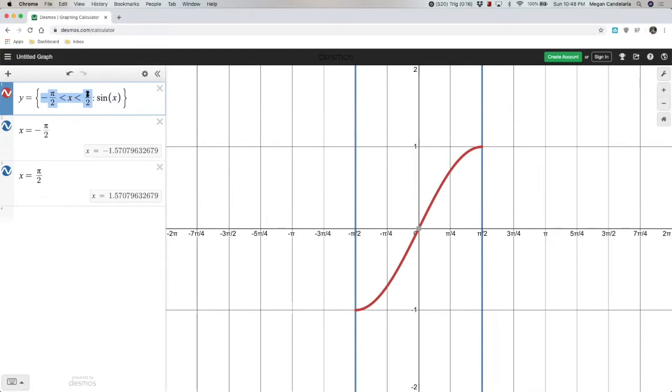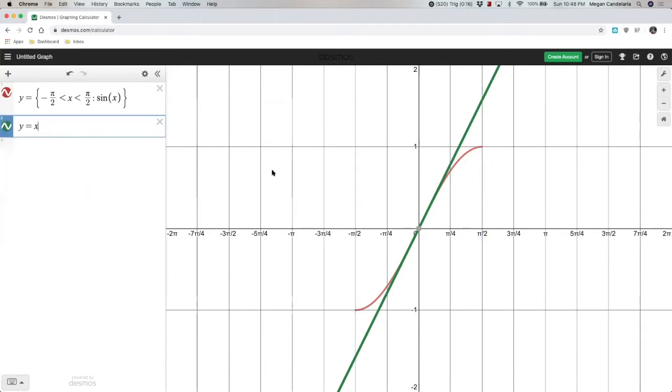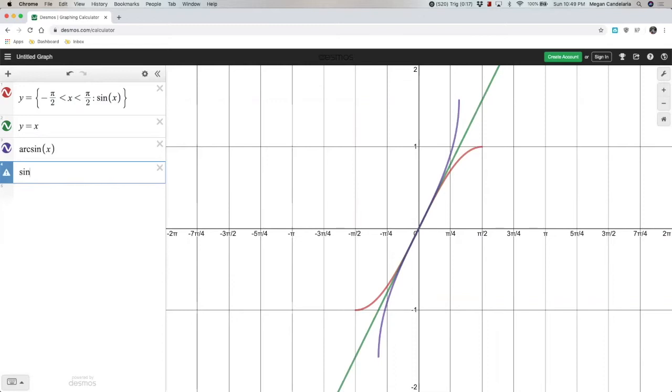Now, one way to think about an inverse is to remember that an inverse is a reflection across the line y equals x. So if we could imagine what happens when we reflect our red line across the line y equals x, we would get our inverse sine function. And I'm going to go ahead and graph it. Now there are two ways to graph inverse sine. You could either write it as arcsine, which is another way of saying inverse, or you can use sine to the negative 1, which means inverse. Notice that those two functions are exactly the same thing, so it doesn't really matter which one you use.